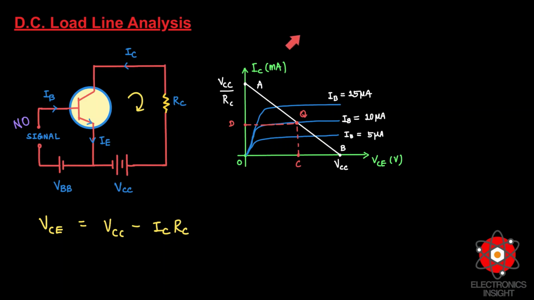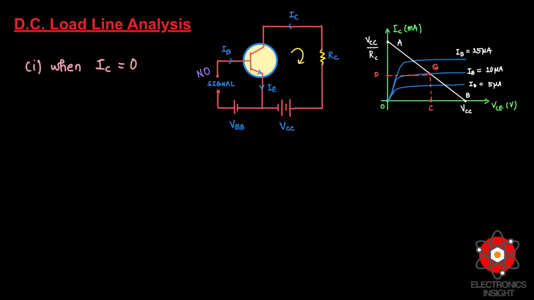So this is known as the DC load line, the straight line. To add this DC load line onto the output characteristics graph, we need two endpoints on the straight line. So we will determine how to estimate these two endpoints for a common emitter configuration on the output characteristics analysis between VCE and IC.